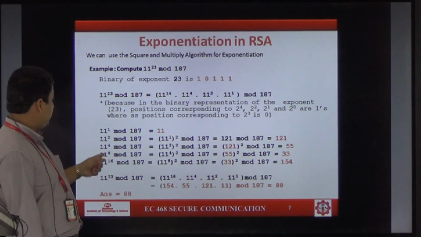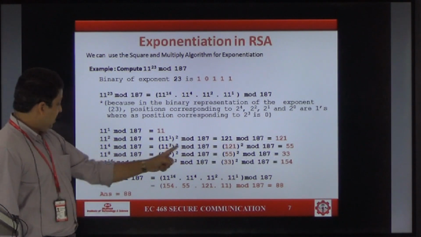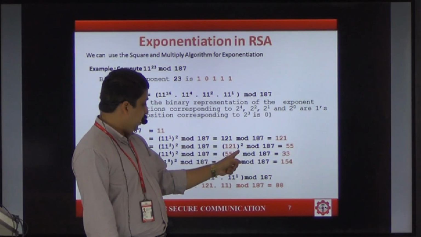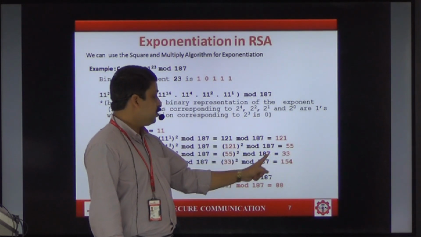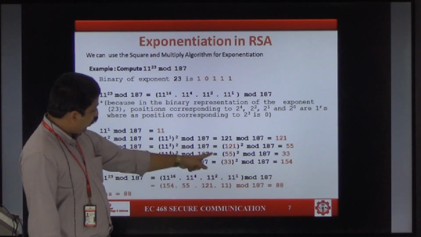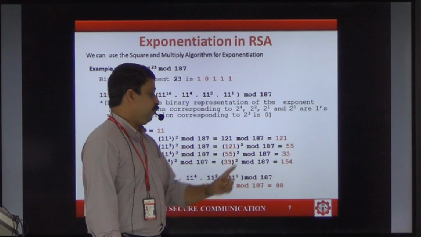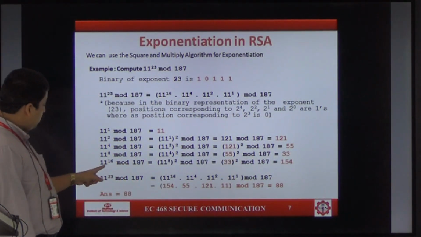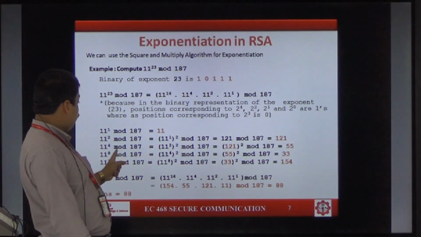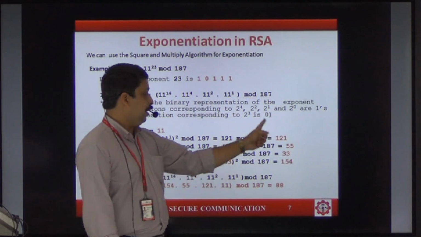At the next step, 11 raised to 8 is 11 raised to 4, the whole raised to 2. And 11 raised to 4 is basically 55. So 55 is again squared and the modulus operation is applied. So we will be getting 33. At the next step again, that 33 is squared and the modulus operation is applied. We are getting 154. So 11 to the power 16 mod 187 is 154. Then 11 to the power 8 mod 187 is 33, and so on. So we have computed these 4 values.